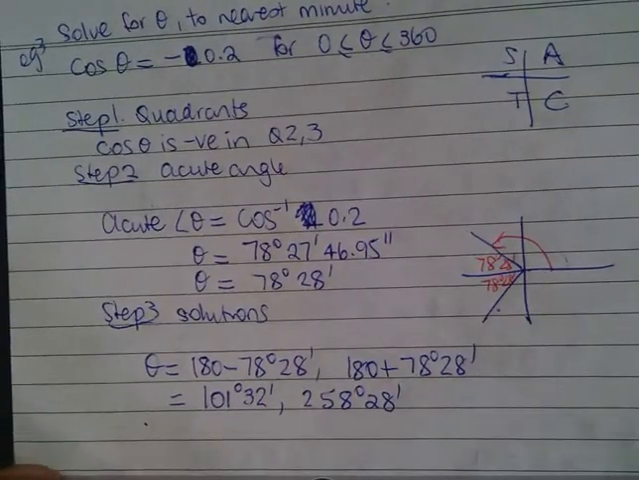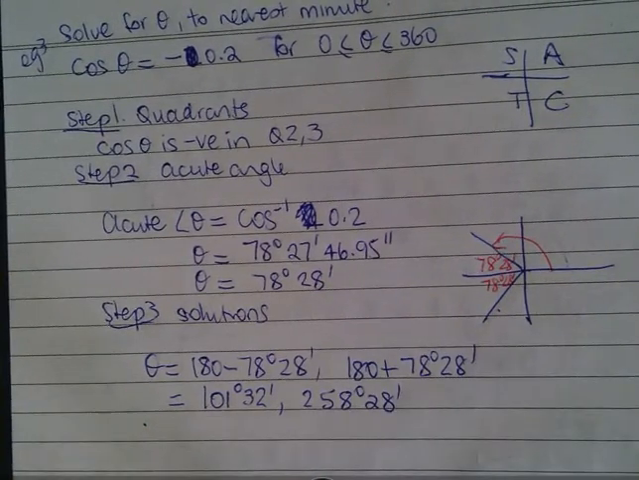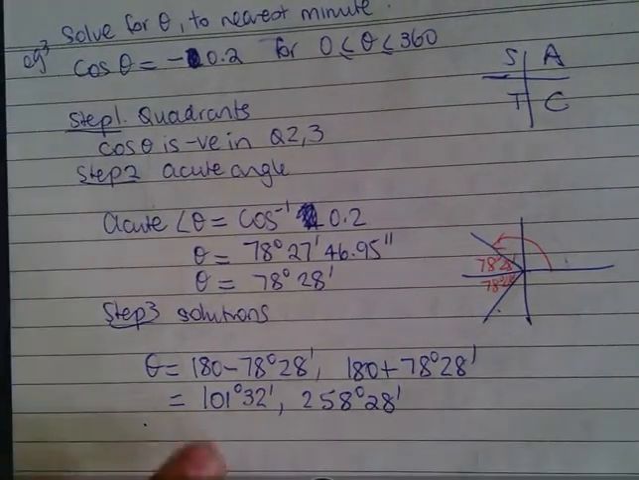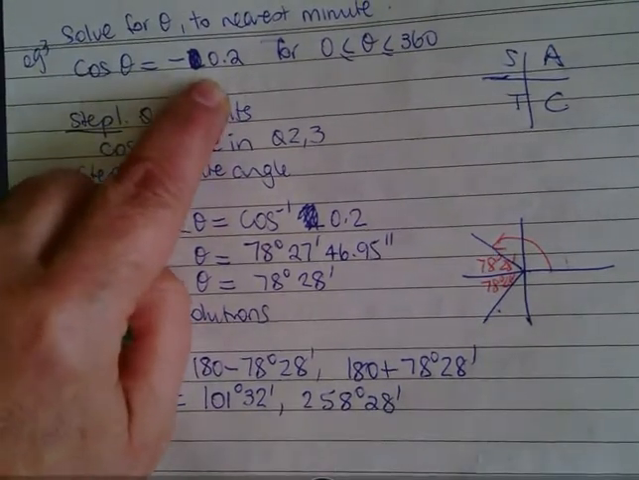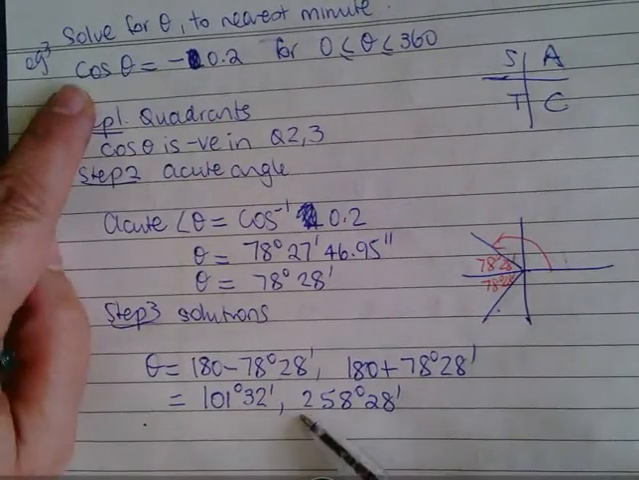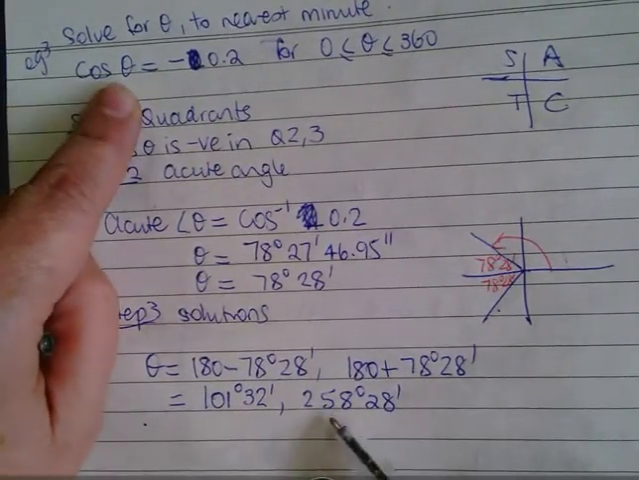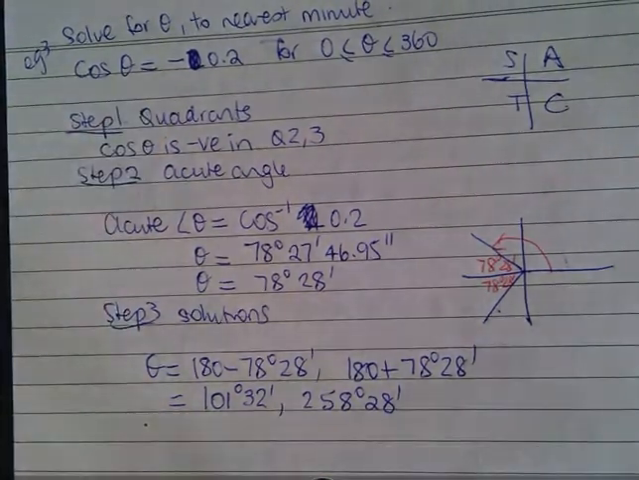And you know what you can do now? You can check your answers, and they're going to be a little bit off, but now just go cos of 101 degrees, 32 minutes, and you should get something very close to negative 0.2. And also go to your calculator and press cos of 258 degrees, 28 minutes, and you should get something very close to negative 0.2.